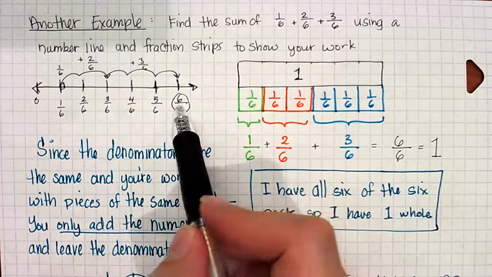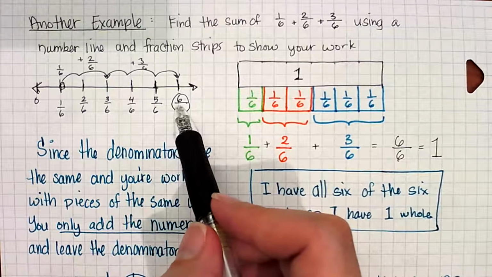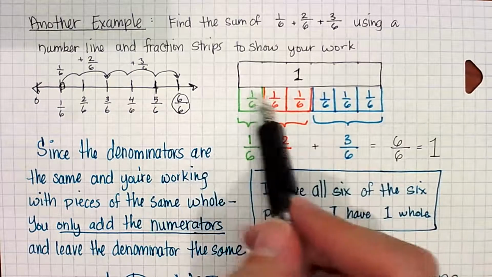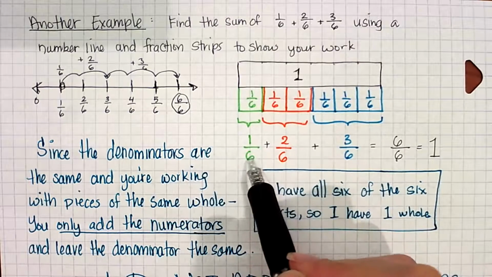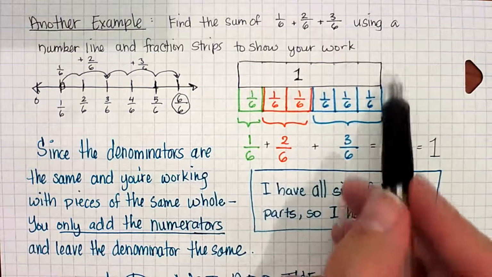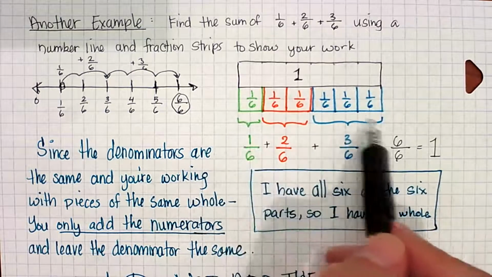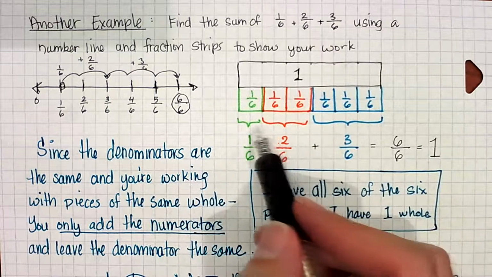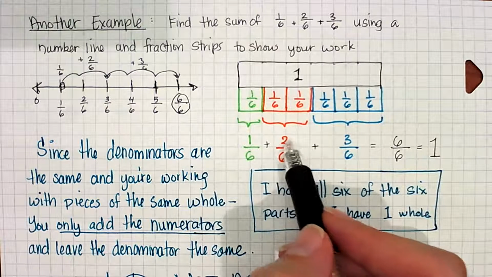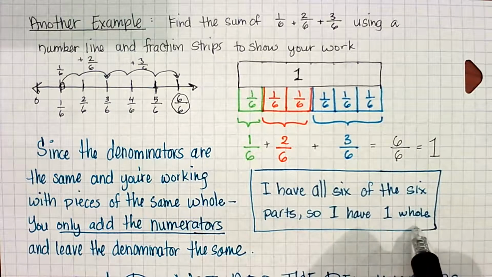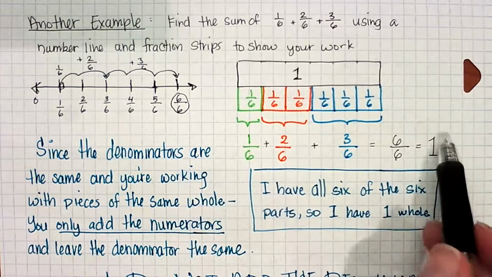Now, if I want to do this using fraction strips, here's my 1 whole broken up into 6 individual pieces down here. So here's my 1/6 plus my 2/6 pieces plus my 3/6 pieces. I can see that is the entire shape right here. That fills in the same amount as 1 whole. So 1 plus 2 is 3. 3 plus another 3 is 6. So 6/6. We have all 6 of the pieces. So I have 1 whole. I have the whole shape.